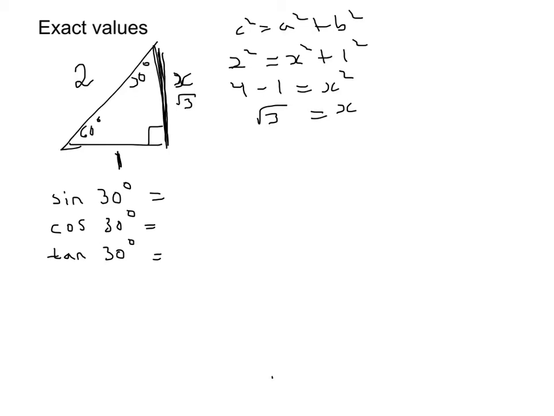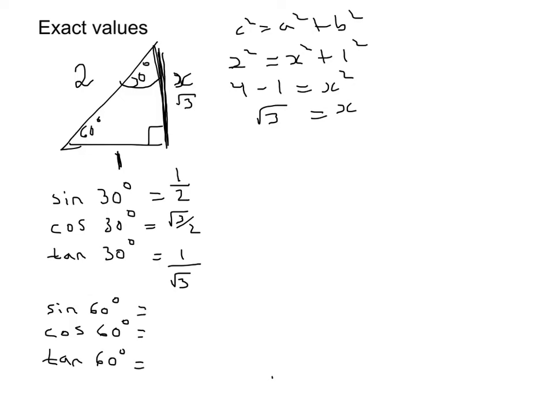Sine 30, that's opposite over hypotenuse. So from sine, opposite is 1, hypotenuse is 2, so sine 30 is a half. Cos 30, adjacent on hypotenuse, root 3 on 2. And tan 30, opposite over adjacent, 1 over root 3. Okay, then we go to sine 60, cos 60, and tan 60.